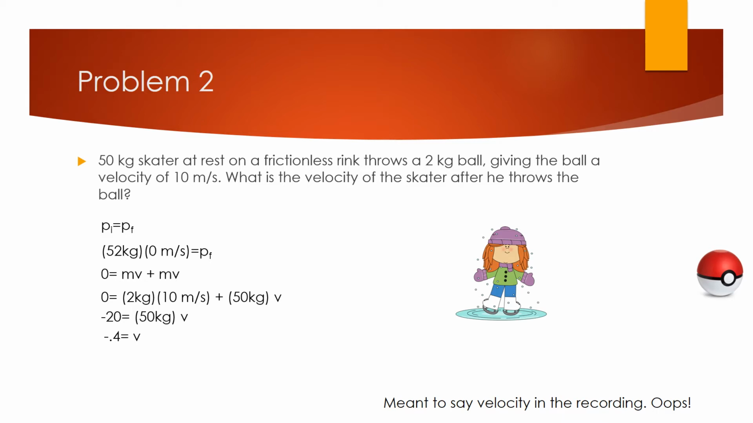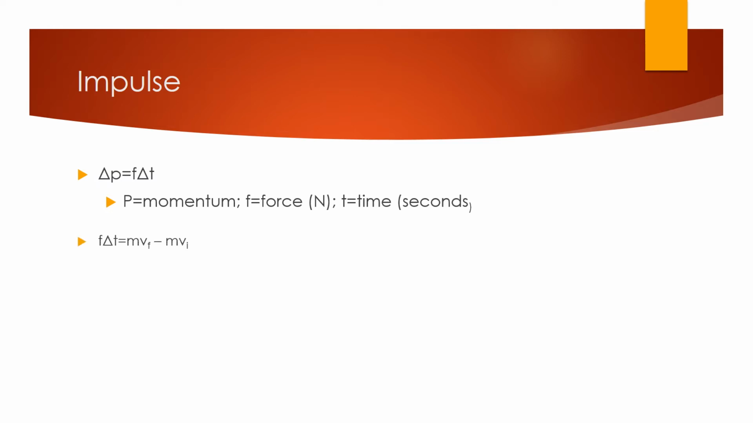Now, let's take a look at impulse. In order to find the change of momentum in a system, we use impulse. The equation for impulse would be delta p equals force times delta t. This can be rewritten as F delta t equals mass times final velocity minus mass times initial velocity. Newton seconds would be our units here.